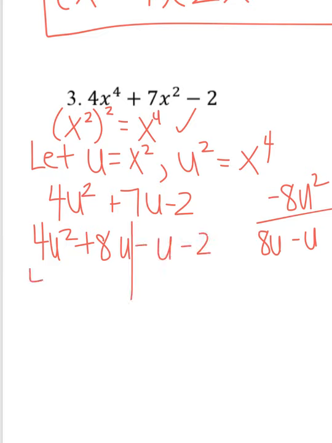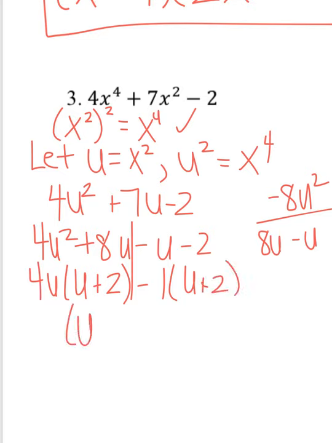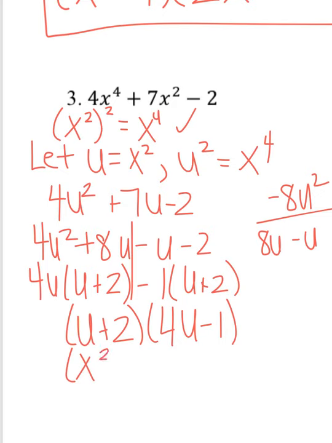On the left side, you can take out a 4u, and you're left with u plus 2. On the right side, negative 1, left with u plus 2. The u plus 2 comes out. You are left with 4u minus 1. You substitute it back. That would be x squared plus 2, 4x squared minus 1. You can't simplify this any further.